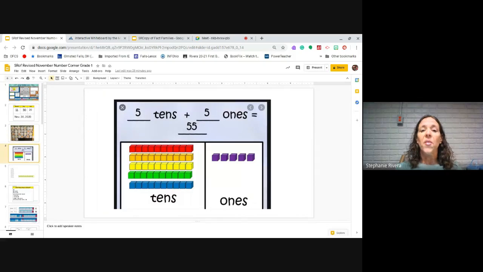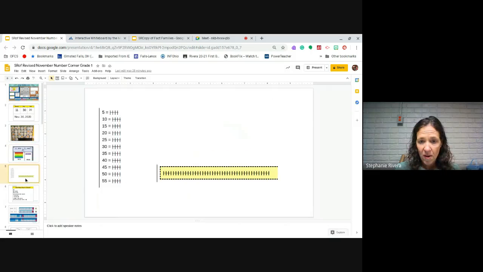Today is the 55th day of school. We have 5 tens and 5 ones. Let's count the tens. 10, 20, 30, 40, 50. 51, 52, 53, 54, 55. I can also make 55 by using tally marks. 5, 10, 15, 20, 25, 30, 35, 40, 45, 50, 55.